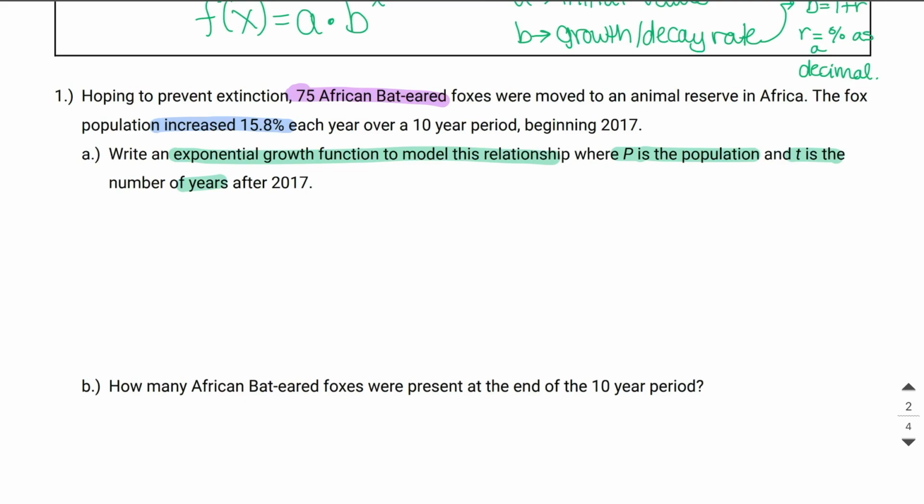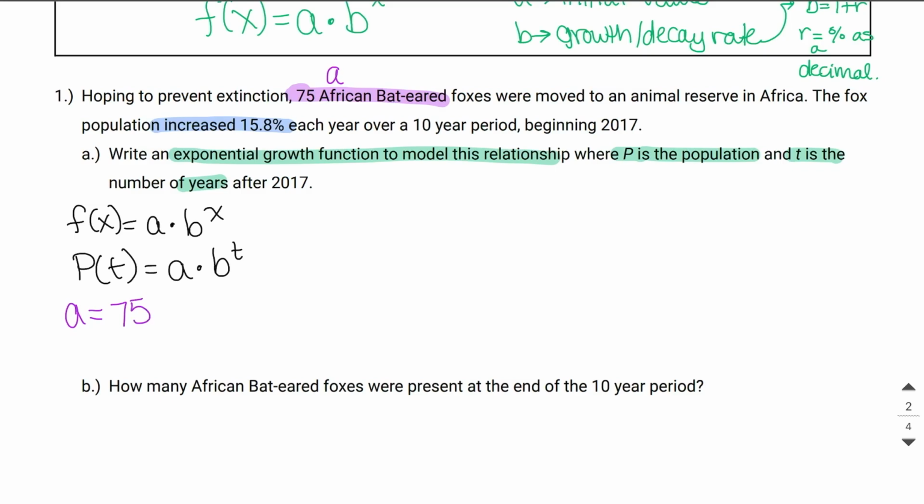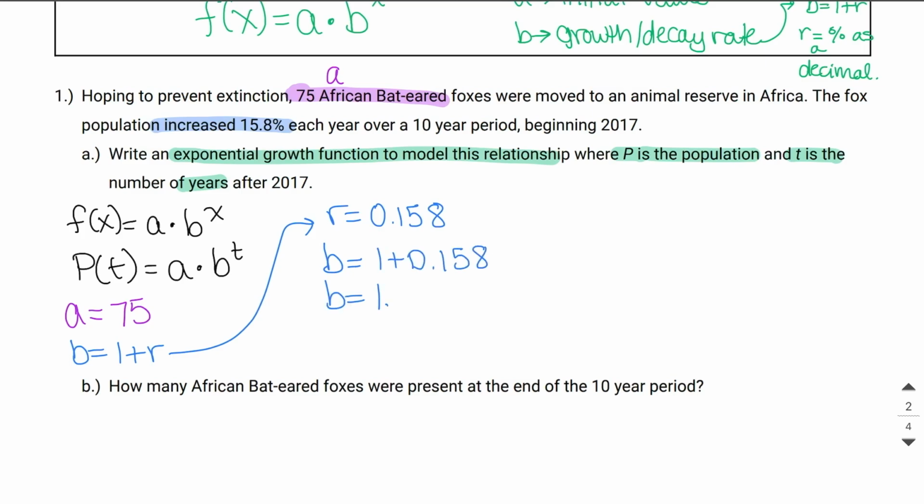Okay, cool. So generally we say f of x equals a times b to the power of x, but here we're going to use P instead of f of x and t instead of x, so it's going to be a times b to the power of t. Now, a right here is your initial value, so your initial value is 75, and then to find b, it's going to be equal to 1 plus r. Well, here, the r is equal to 15.8%, so we write this as a decimal as 0.158. So here, the b value is going to be equal to 1 plus 0.158. So b is 1.158.